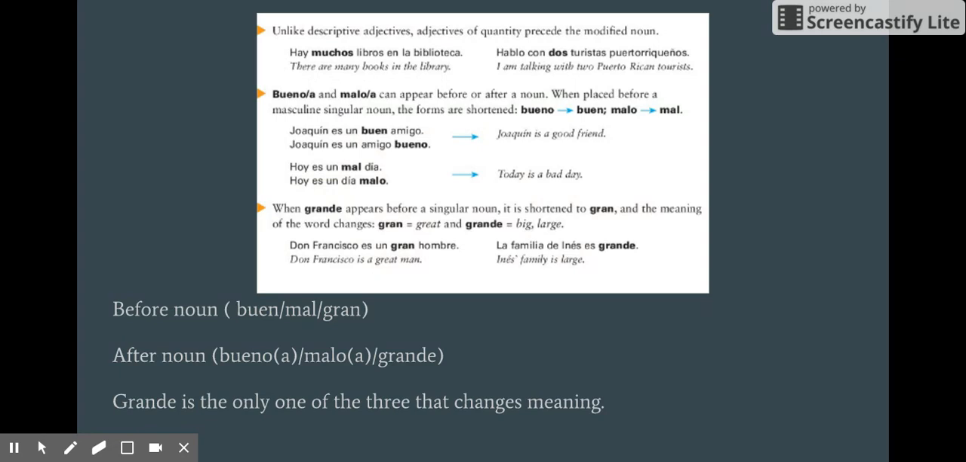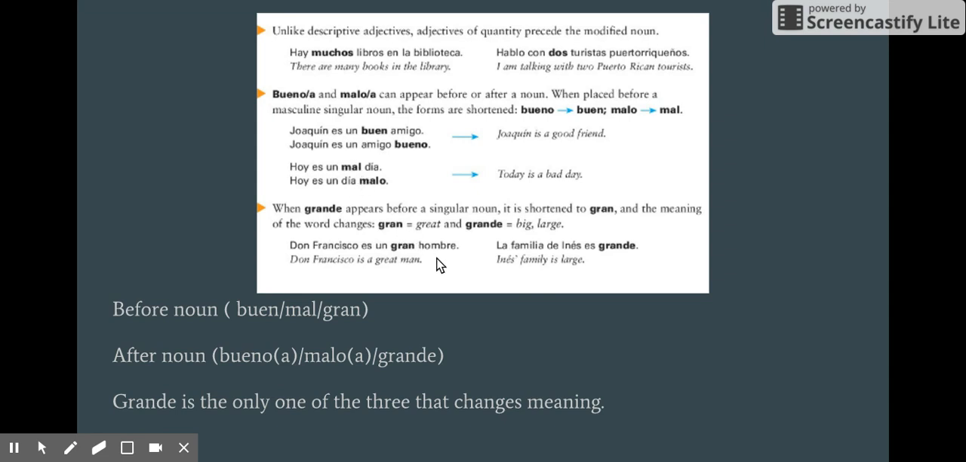There are a couple of adjectives that can be placed before the noun. Bueno and malo can both either be placed before the noun or after the noun. So you can see an example here. Joaquín es un buen amigo. Joaquín es un amigo bueno. Both mean the exact same thing. The only difference is that when bueno is placed before the noun, it changes from bueno to buen. And malo, if it's placed before the noun, it changes to mal.